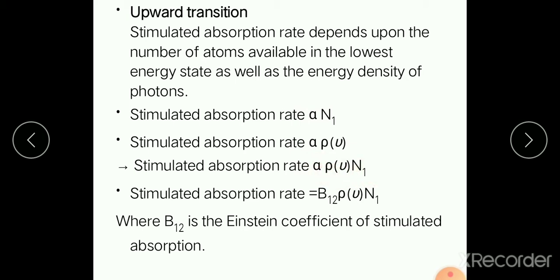So in order to remove this proportionality sign, we have to introduce a proportionality constant, and that proportionality constant is B12, where B12 is the Einstein coefficient of stimulated absorption. Hence the stimulated absorption rate is equal to B12 rho of nu into N1.